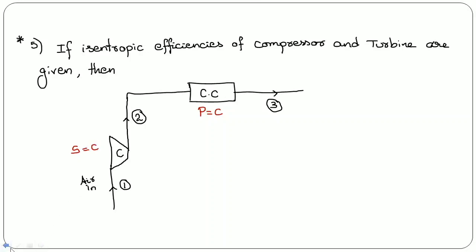Now, this heated air enters into a turbine, where in the turbine expansion takes place. So let us say the expansion that is happening is isentropic expansion. So entropy remains constant during expansion.